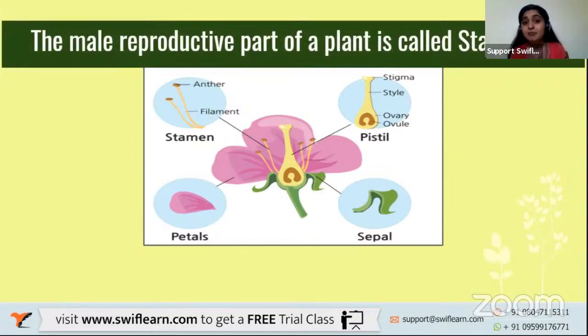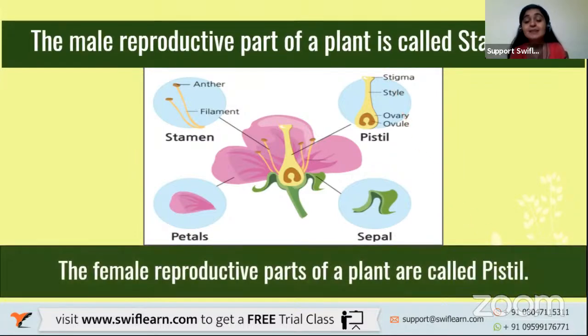So the male reproductive part of a plant is called the stamen, and the female reproductive part of a plant is called the pistil, right? This thin one is the stamen, the male reproductive part of the plant, and the pistil right here, which has four different parts inside it, is your female part. The four parts are stigma, style, ovary, and ovule, right?